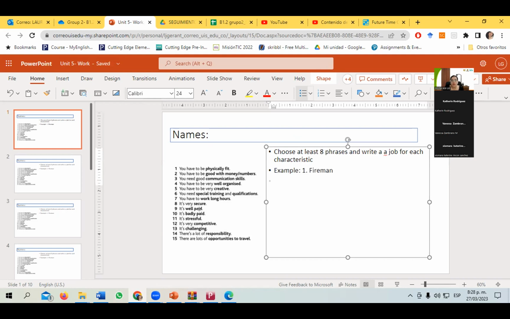You write the number of the characteristic, for example number 8, and you write the job in front of the number, a job you think this characteristic applies to. And choose at least 8 of the characteristics. Yes, Diego? Is there only the profession or with a phrase? No, just the profession or the job, like I put in the example. You discuss and then you choose the job. Any other question?